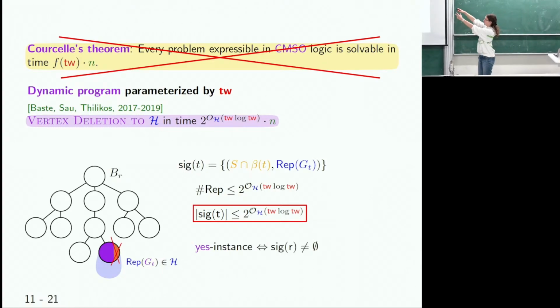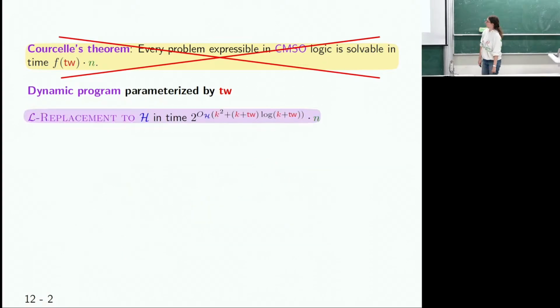And so if you compute this signature at each node and you arrive at the root and your signature is not empty, it means that you found a set S such that if you remove it, your entire graph is in H, and so you are happy. And so essentially the number of different signatures will correspond to the parametric dependence we have above for the treewidth.